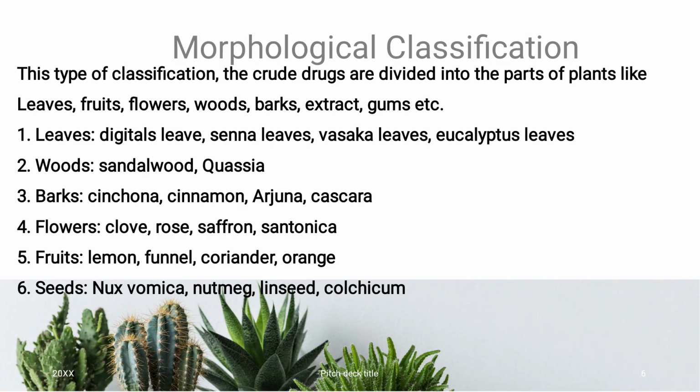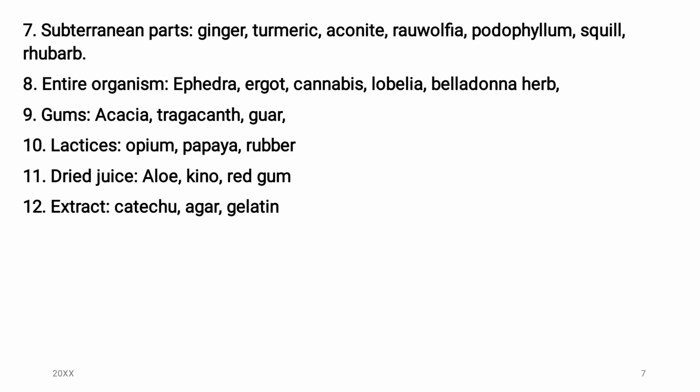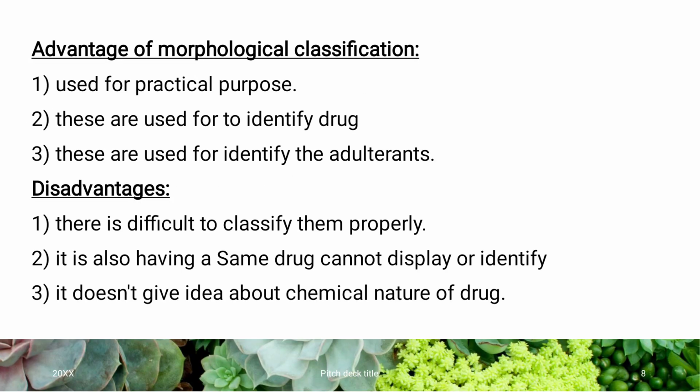And the last one is seed. In the seed, nux vomica, nutmeg, linseed, and colchicum. Seventh, subterranean parts. Eighth, entire organism. Ninth is gum. Tenth is latex. Eleventh is dried juice. And twelfth is extract.